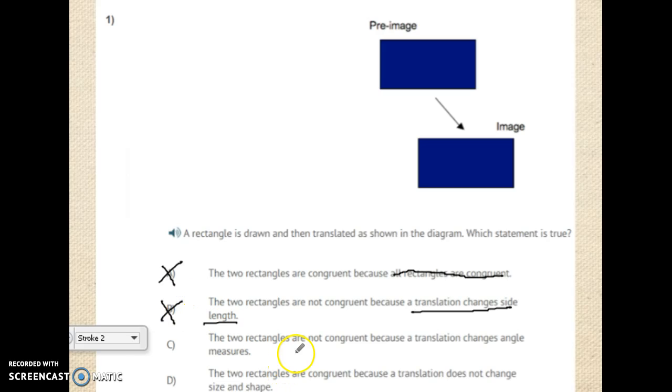C. Two rectangles are not congruent because a translation changes angle measures. Again, that is not a true statement. It does not change.